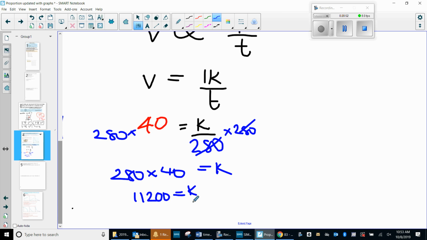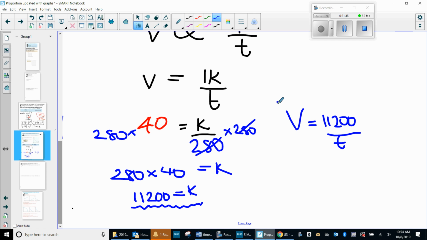Well, what happens to that then? What do we do with that? What did we do with it in all the other questions? Sarah? 11,200 over whatever 280 times 280 is, and then divide that. No, once we've found the value of k, what happens to it? Where do we put it? So you put it where it's meant to go. Good, which is back here, yes? So our rule is now v equals 11200 over t.